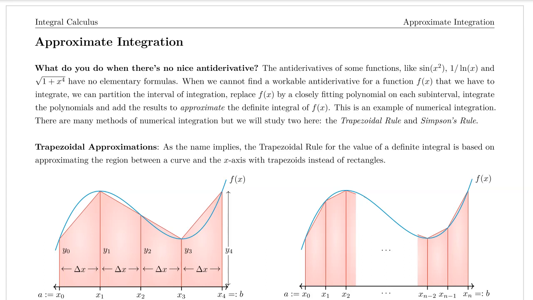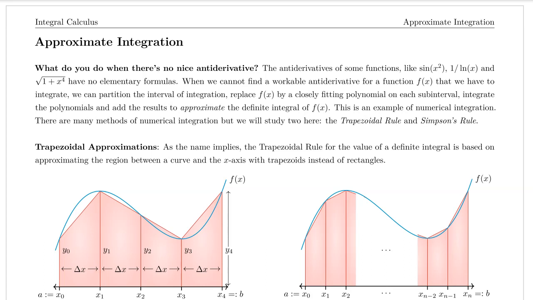When we cannot find a workable antiderivative for a function f of x that we have to integrate, we can partition the interval of integration, replace f of x by a closely fitting polynomial on each subinterval, integrate the polynomials, and add the results to approximate the definite integral of f of x. This is an example of numerical integration, or approximate integration.